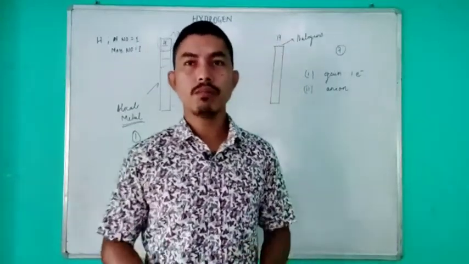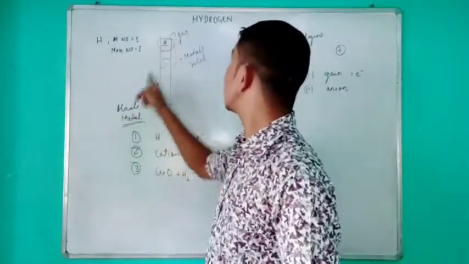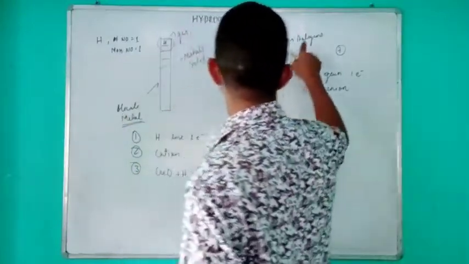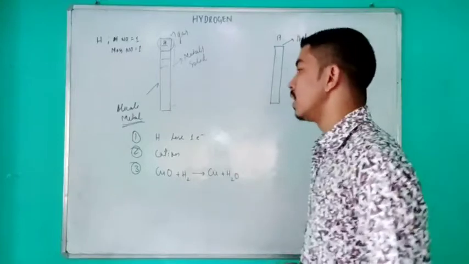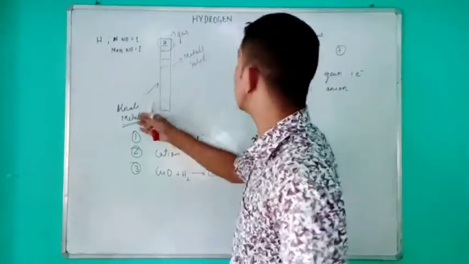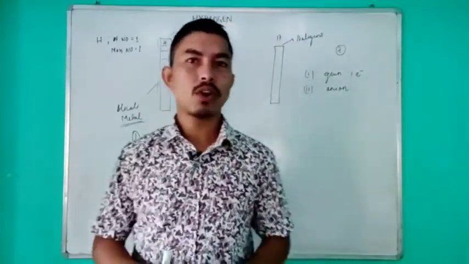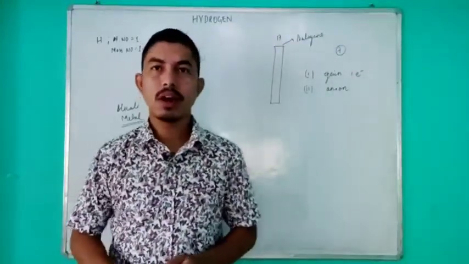Okay, so it's very important for you all to remember the similarities between the alkali metals and hydrogen, and between the halogens and hydrogen. And also you must remember the differences between hydrogen and the alkali metals, and between hydrogen and the halogens. So that is the first important topic of the chapter on hydrogen.